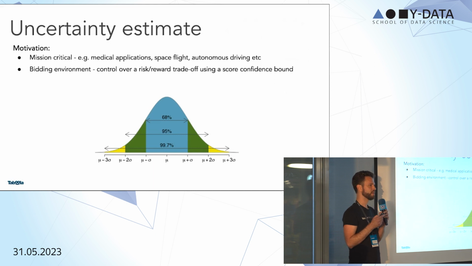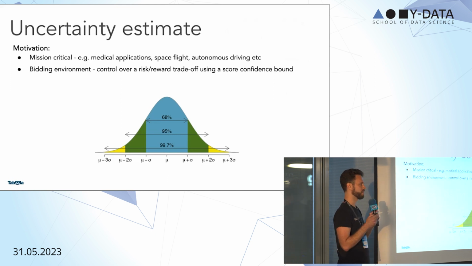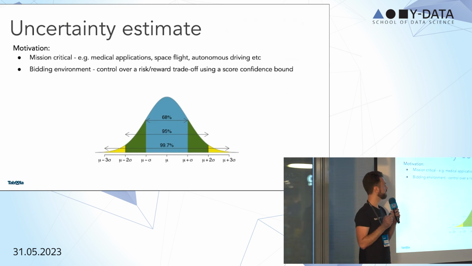If I'm in spaceflight or in autonomous driving, I would like to know how sure the model is in its prediction. For instance, I guess we've all heard about the Tesla car crashing because it thought the truck was a white sky, but the truck was white. So maybe if the model said, I think it's the sky, but I'm not that sure, this accident could have been avoided.